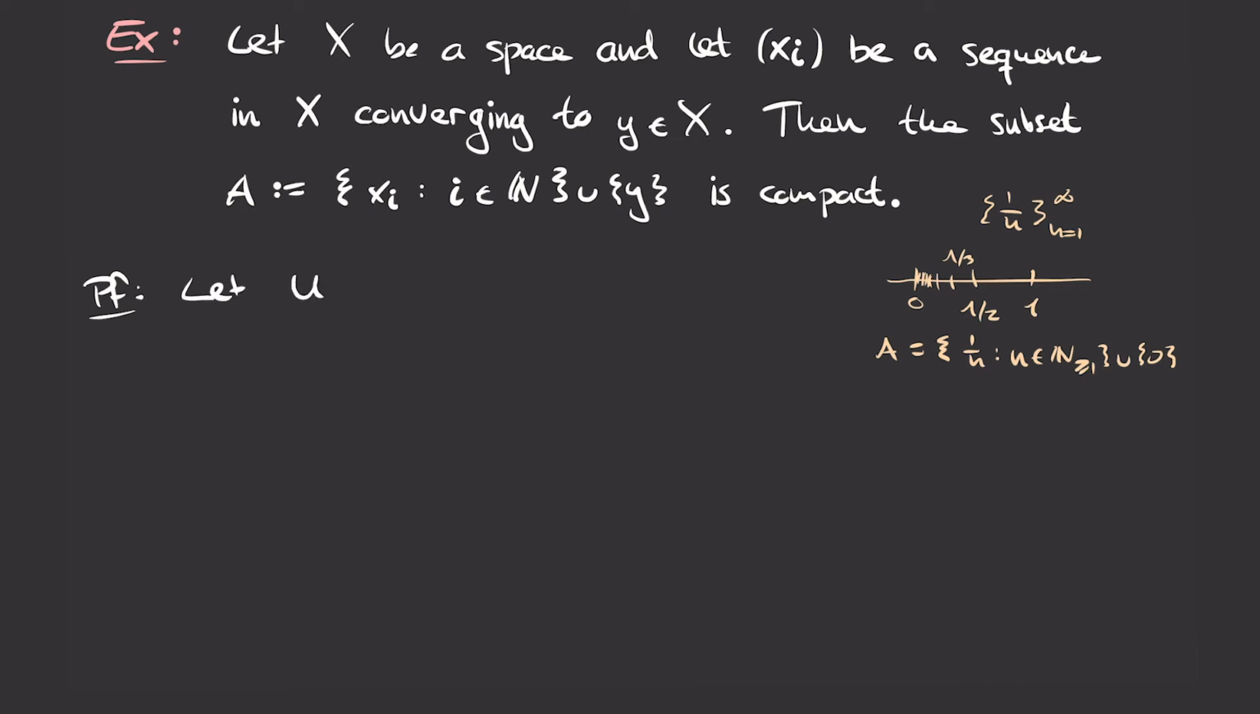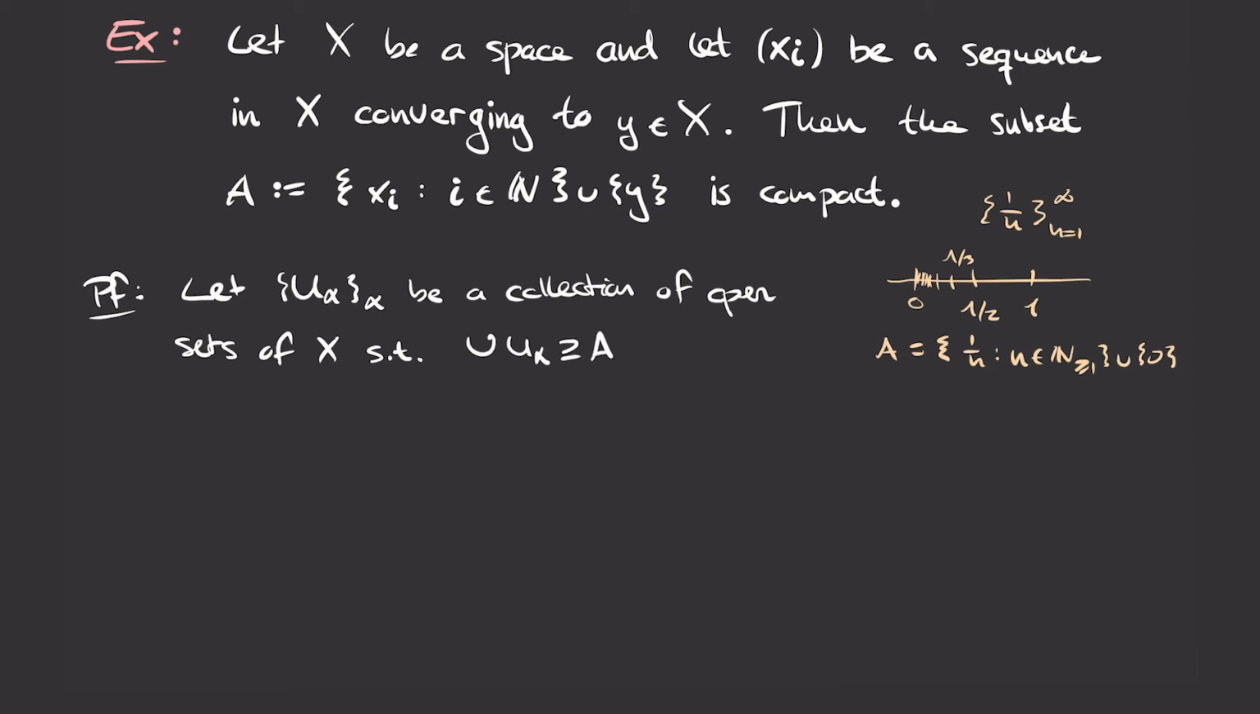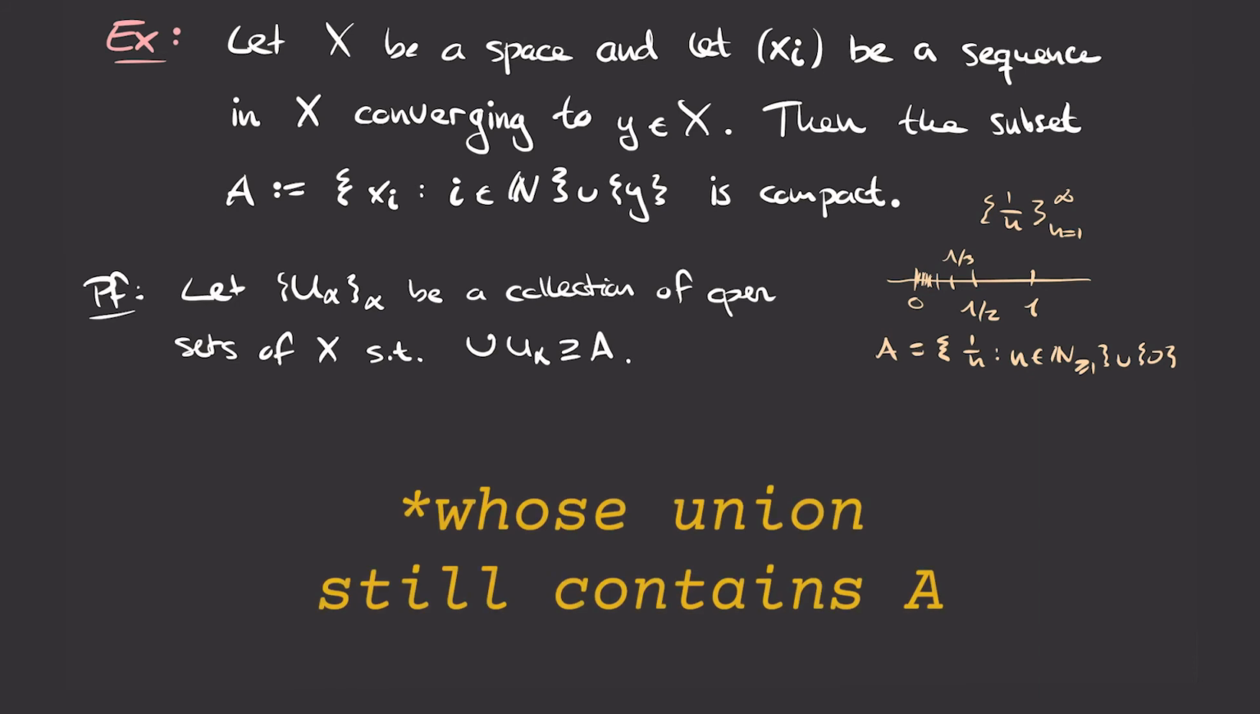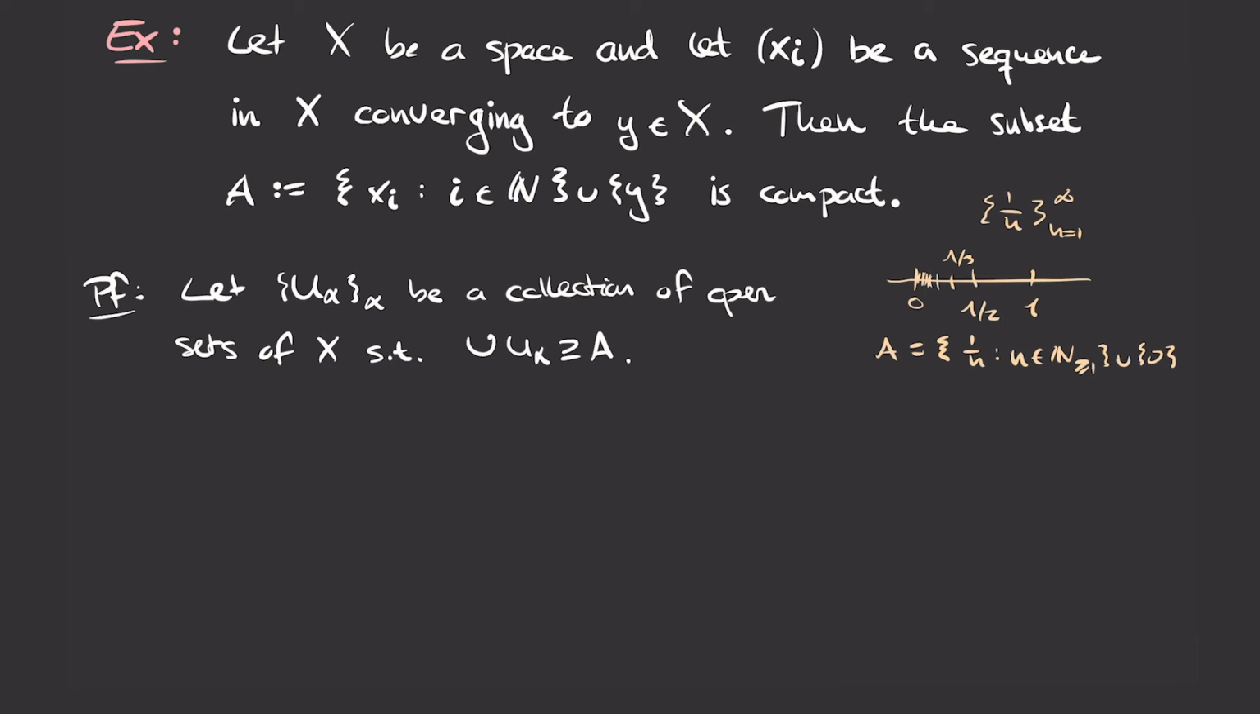So for this we let U alpha be a collection of open subsets of X that satisfy that the union over all of these U alphas contains our set A. And now we have to show that there is a finite subcollection of this collection U alpha that still contains the set A. And the way we're going to do this is we're going to use the definition of convergence.